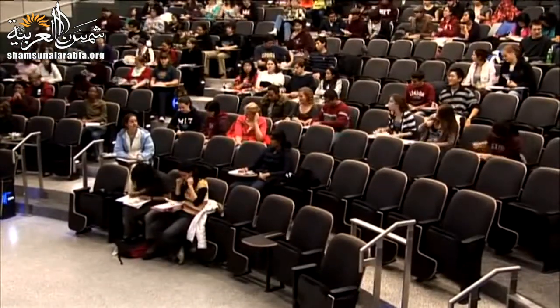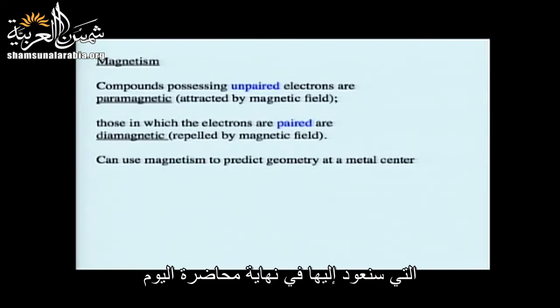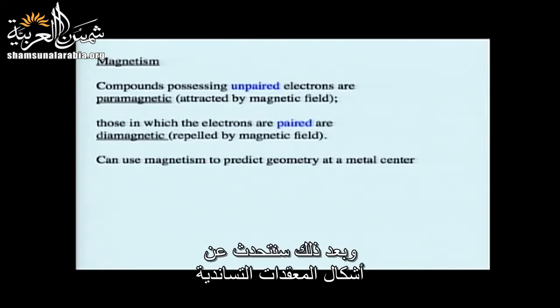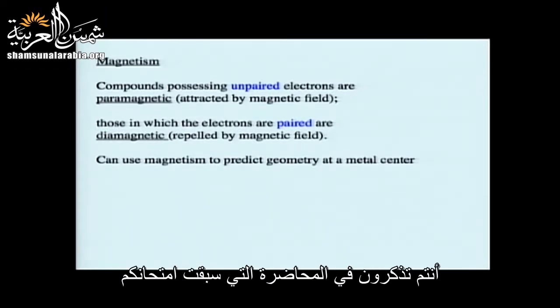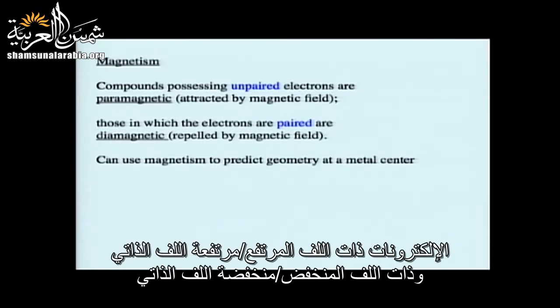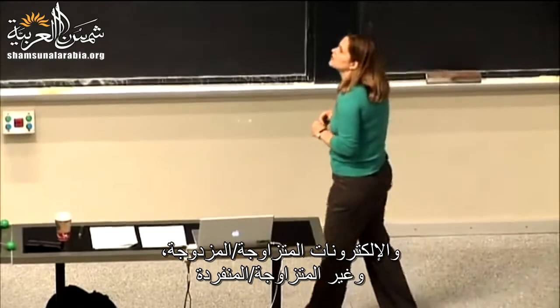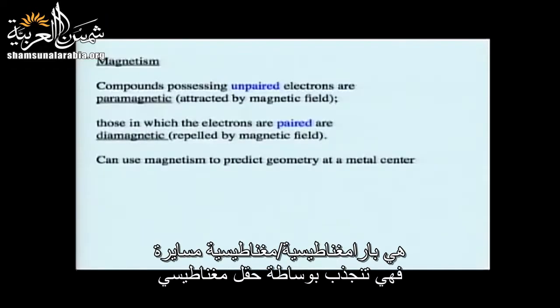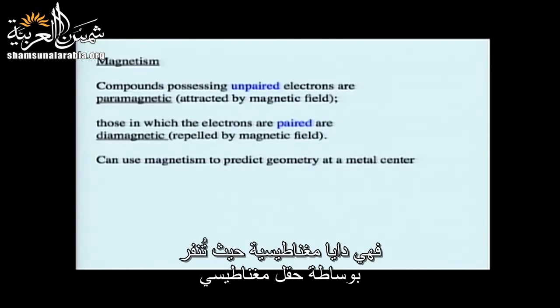All right, I'm going to introduce you to some terms that we're going to come back to at the end of today's lecture. Then we're going to talk about the shapes of coordination complexes. So, magnetism. We talked last time before the exam about high spin and low spin, unpaired electrons and paired electrons. Compounds that have unpaired electrons are paramagnetic. They're attracted by a magnetic field. And those where the electrons are paired are diamagnetic, or repelled by a magnetic field.